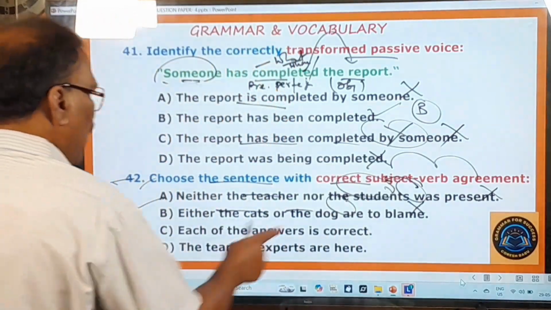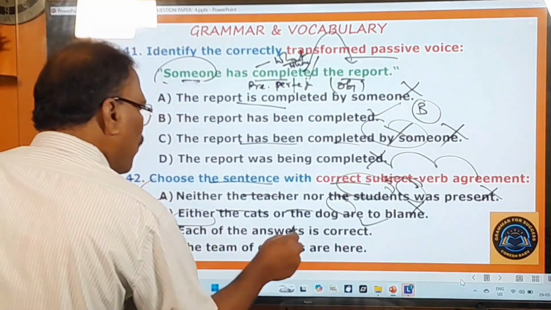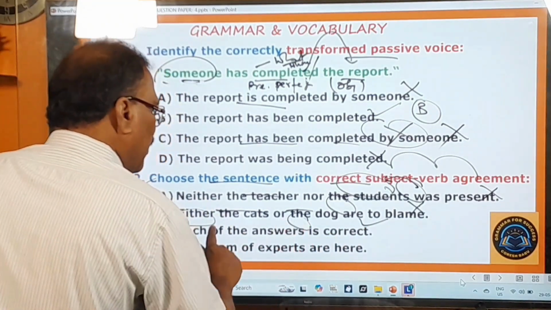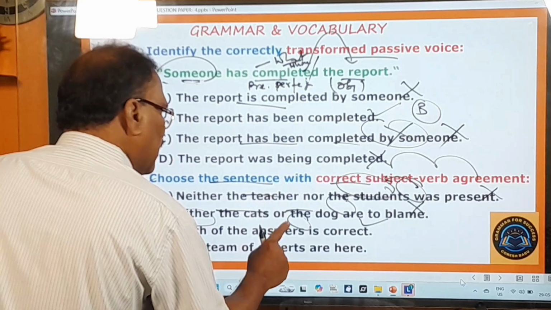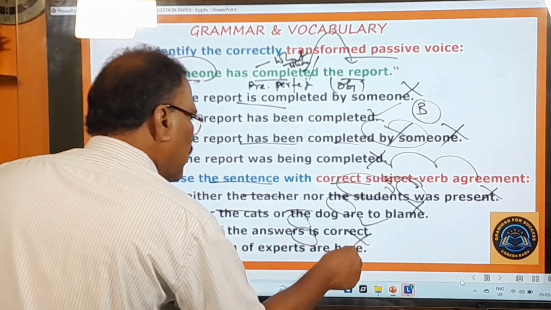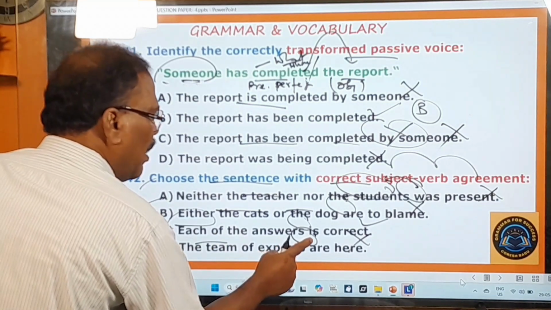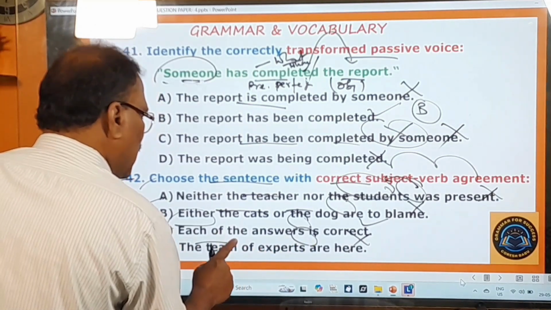Okay, and here this is wrong. Each of the answers is correct. This is right. After each of, only a singular verb must be used, and this is the only correct sentence. And the team of experts are. This is also wrong. The team is now singular, and here you are using the plural helping verb. Therefore this is a wrong statement.